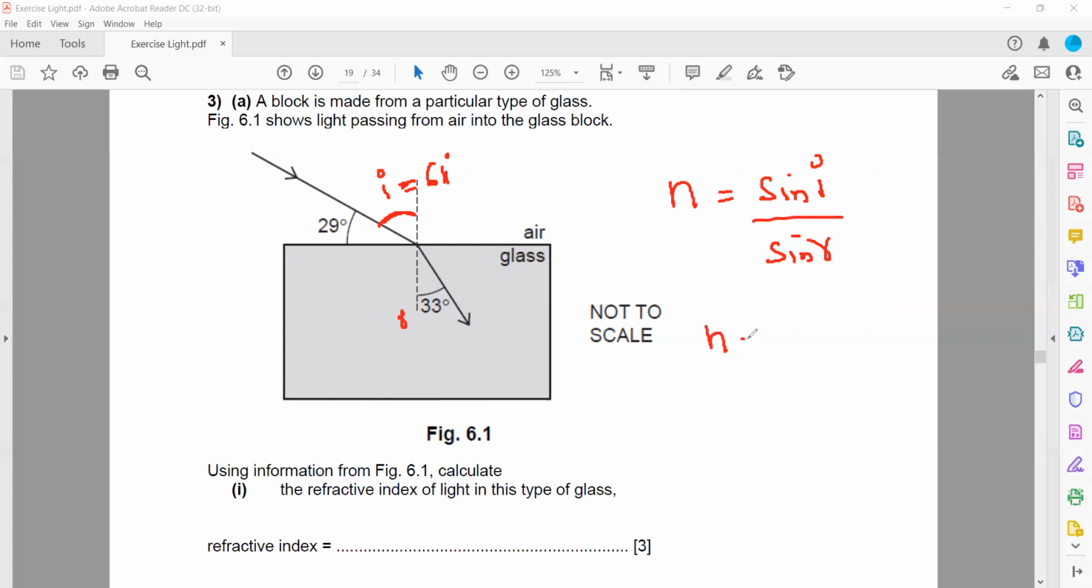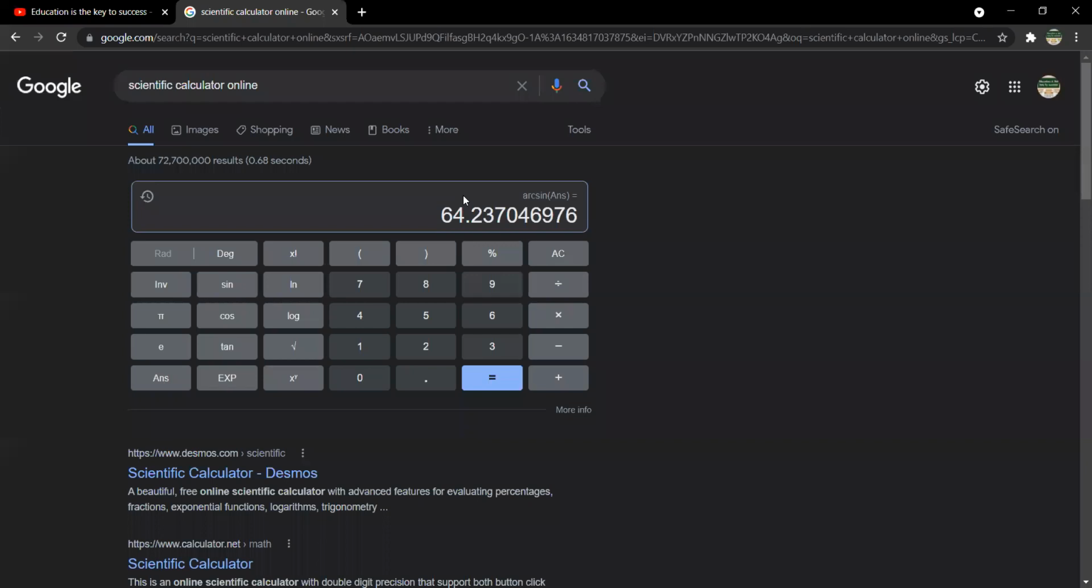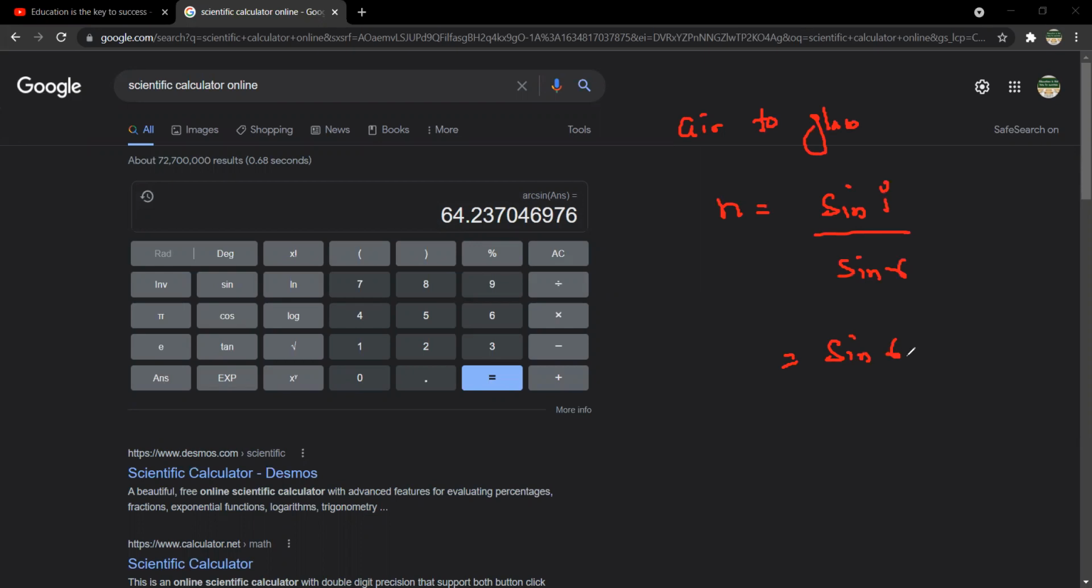So we substitute the values. Refractive index is sine 61 divided by sine 33. So use the scientific calculator again. Sine 61, as it is moving from air to glass, the refractive index equals sine angle i over sine angle r. So sine 61 divided by sine 33.